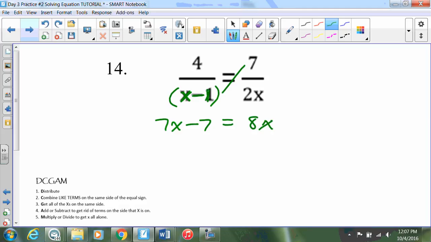All right, I'm glad I did it this way because it makes us talk about something. We did the cross multiplying. There's no distributing when we already did it. There's no like terms. Okay, X is on the same side.